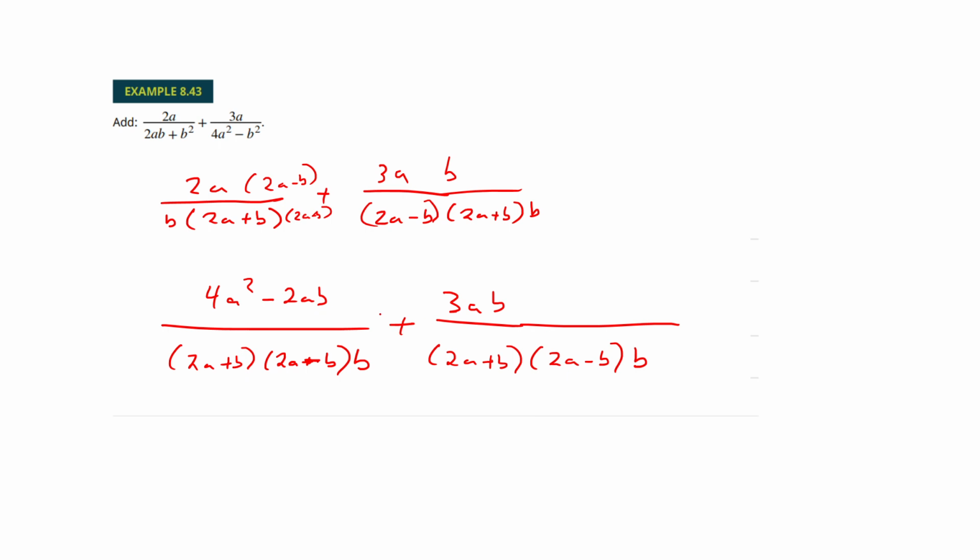I have, do you remember, it may have been a while, ABs are the same word. So minus 2AB and 3AB, they go together. Now there's nothing to join with the 4A squareds. But I can put them together to make 1AB.